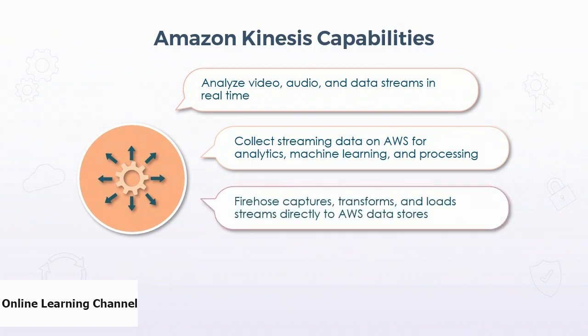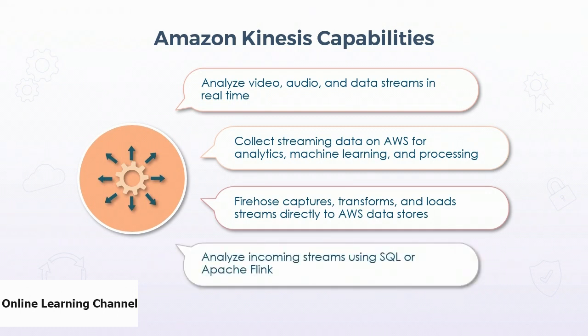Another capability of Amazon Kinesis is to allow users to use Firehose to capture, transform, and load streams directly to AWS data stores for real-time analytics. Users can analyze incoming data streams using SQL or Apache Flink, which is an open source framework and engine for processing of data streams, and users can do so without the need for learning specific programming frameworks.